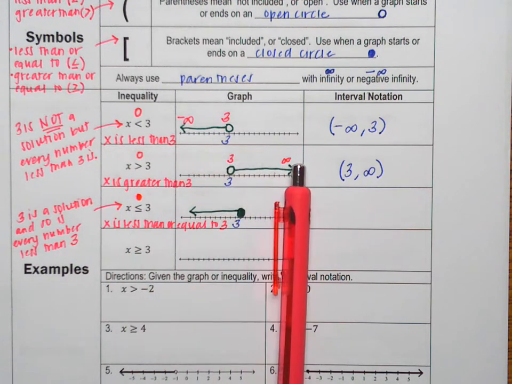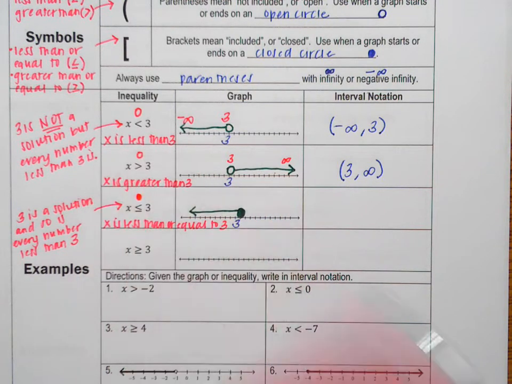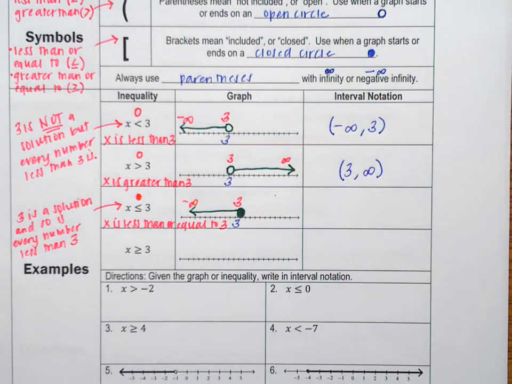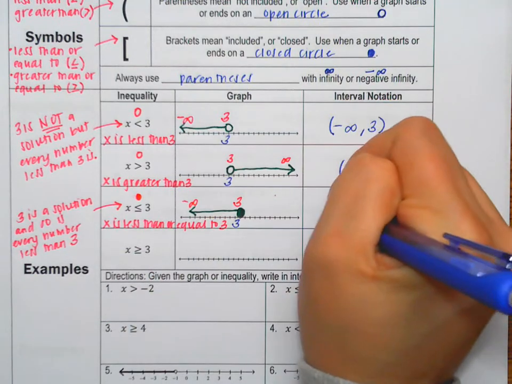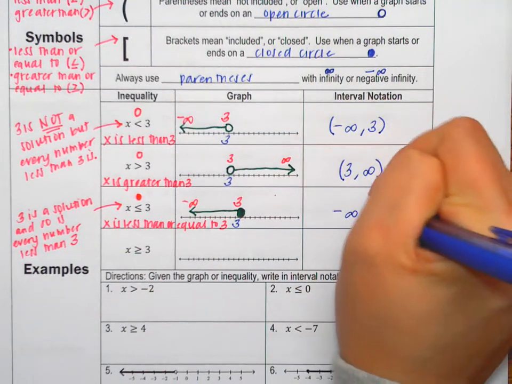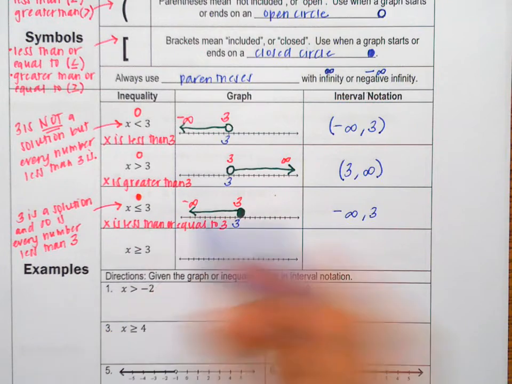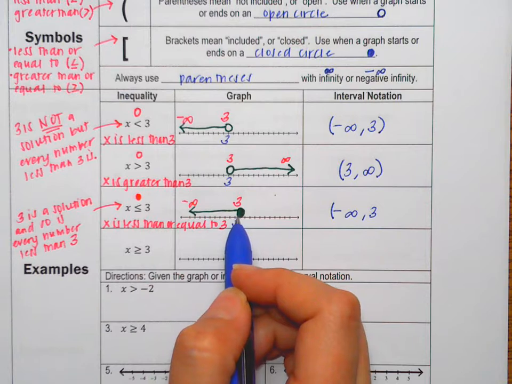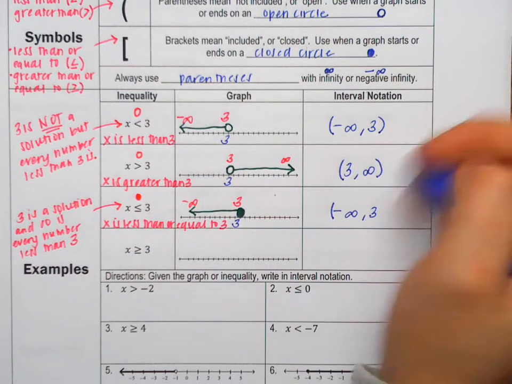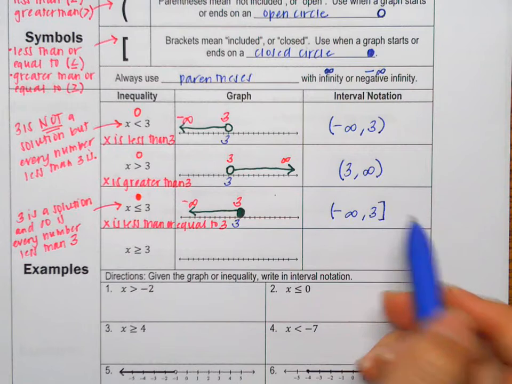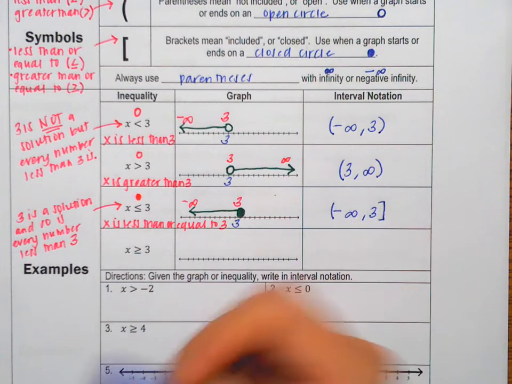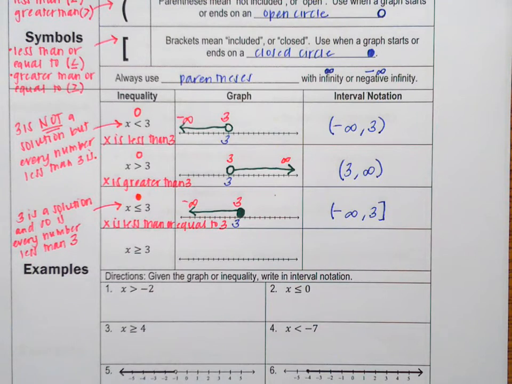So then to write that in interval notation, I look again from left to right. Where does it start? Well, it starts going in the negative direction forever. So it's going towards negative infinity, and it ends at 3. So from left to right, it starts at negative infinity to 3. Infinities always have a parentheses, and then 3 is a closed circle. So remember, a closed circle is a bracket. So these don't have to match. One can be a parentheses, one can be a bracket. They can both be parentheses, they can both be brackets. So we just look at each part separately.